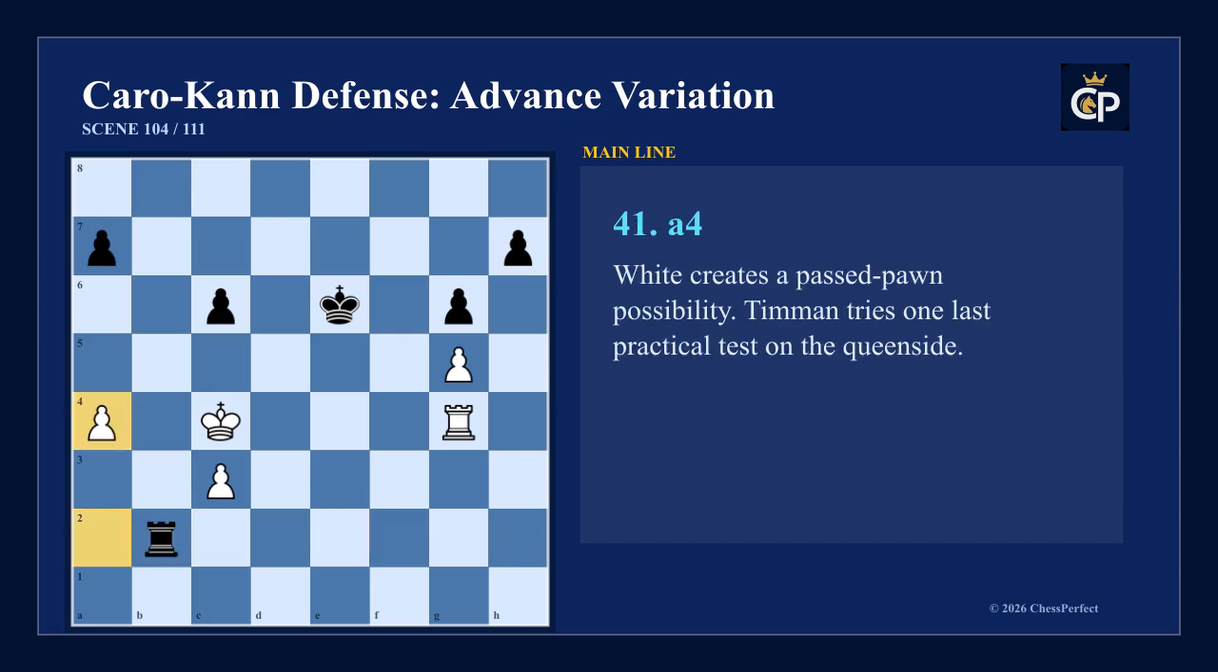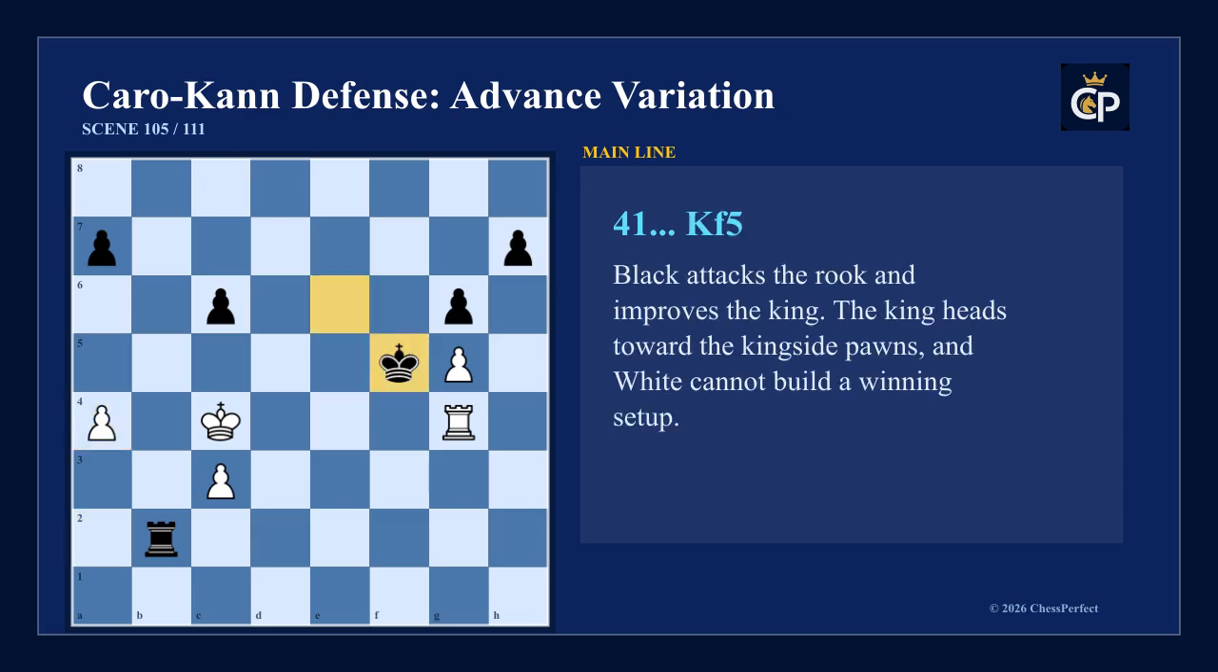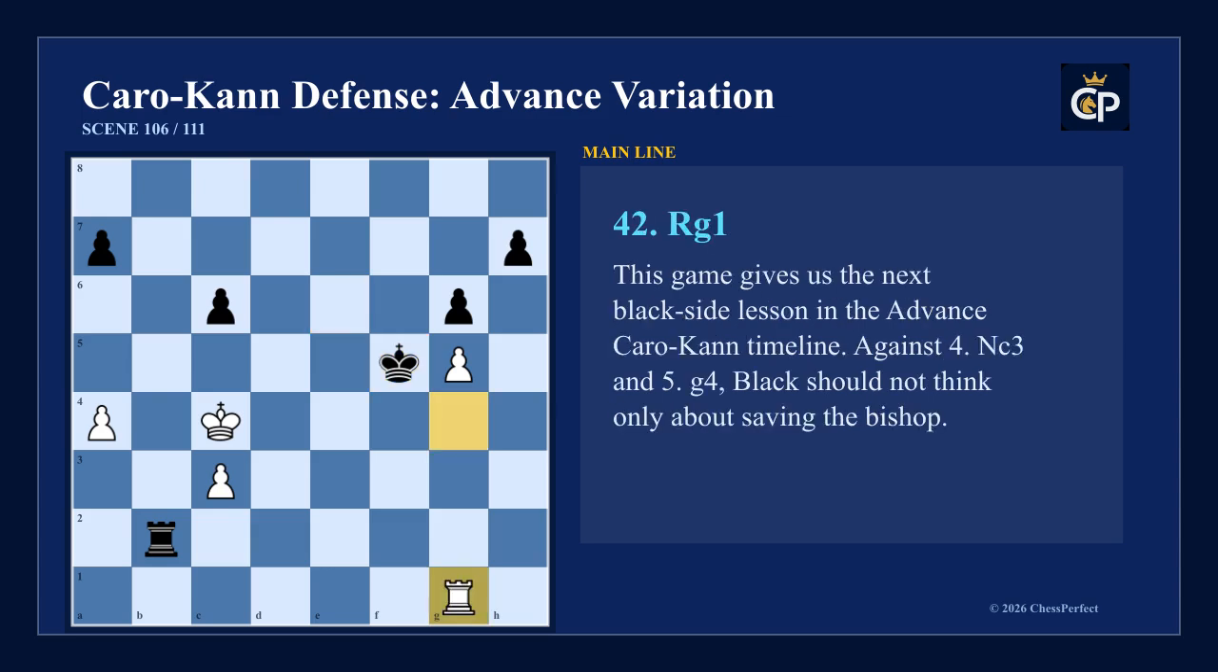a4. White creates a passed pawn possibility. Timman tries one last practical test on the queenside. King f5. Black attacks the rook and improves the king. The king heads toward the kingside pawns, and white cannot build a winning setup. Rook g1. This game gives us the next black side lesson in the advanced Caro timeline.